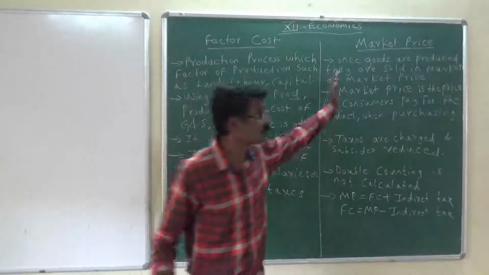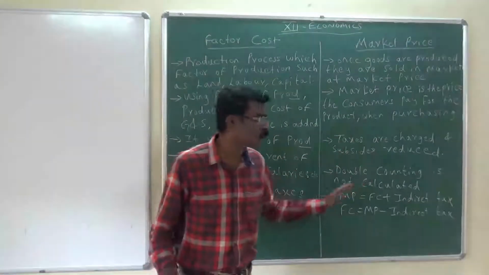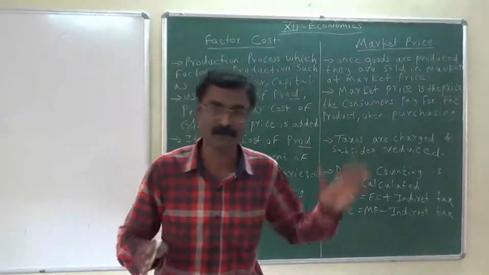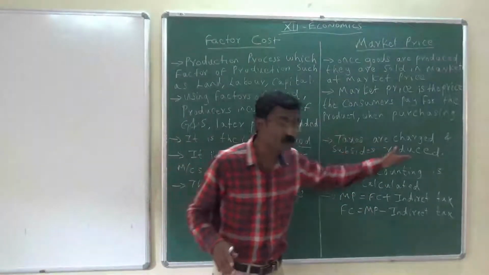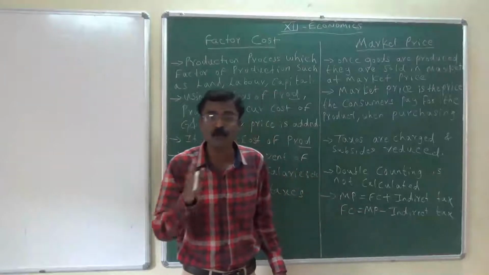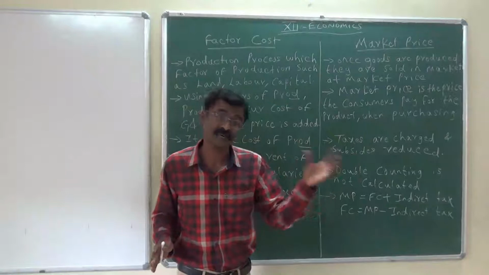Okay, at this particular market price, taxes are charged. Next, double counting is not calculated. Again, I told you in the previous class what double counting is, so I will not repeat it. Double counting is not calculated. I will look only at the final product of the basic product which I buy.